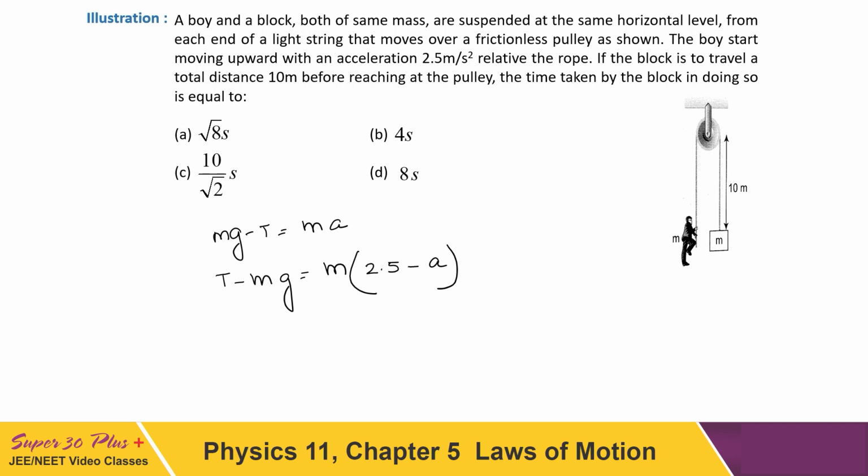On solving these two equations, we will get the value of a equal to 1.25 meter per second square. And so the time taken by the block in moving a distance 10 meter, we can write 10 is equal to half at square, so 1 by 2 into 1.25 t square. On solving this, we will get t equal to 4 seconds, which is our option number 2.